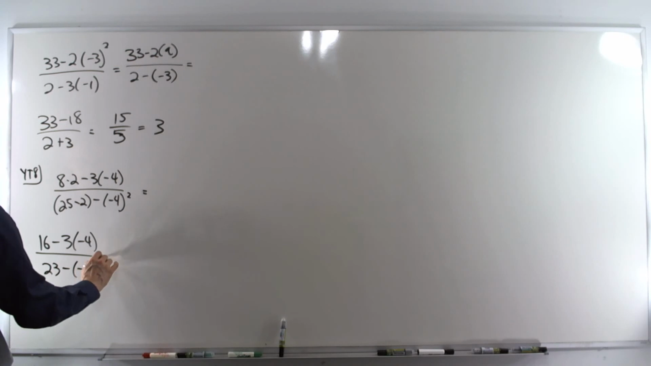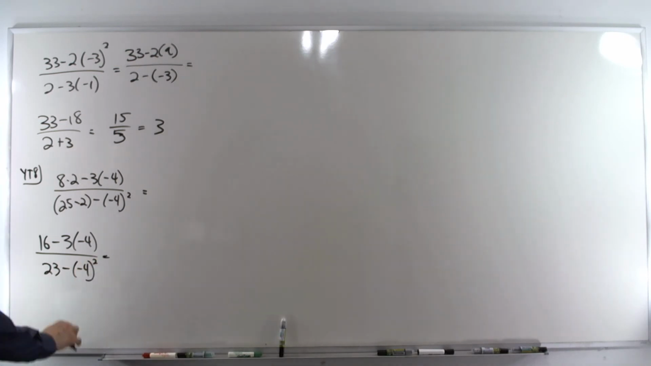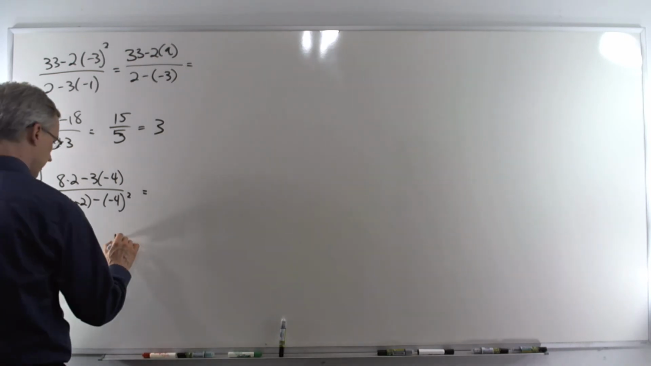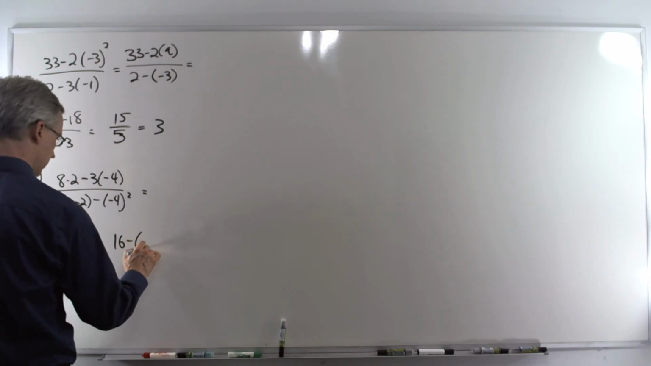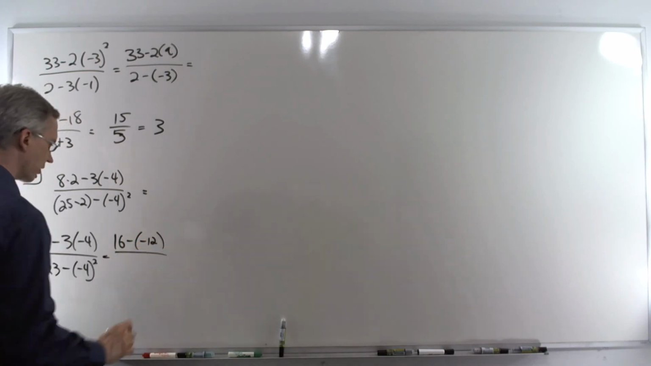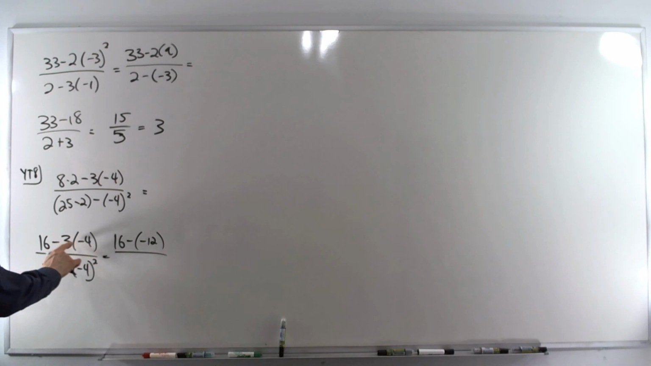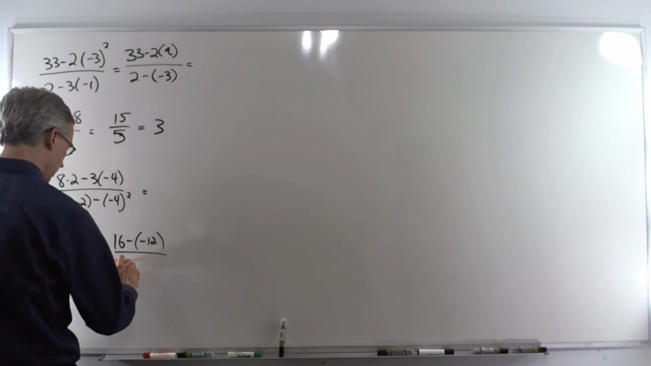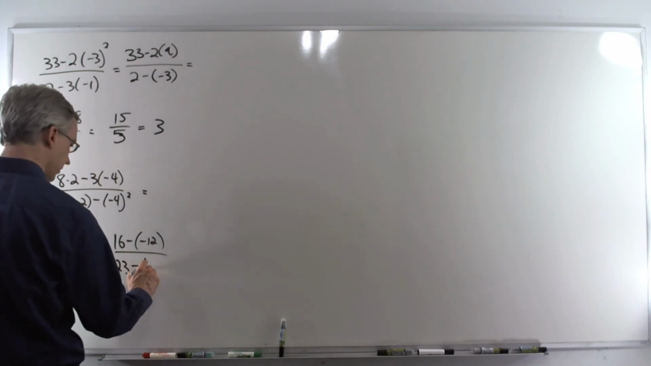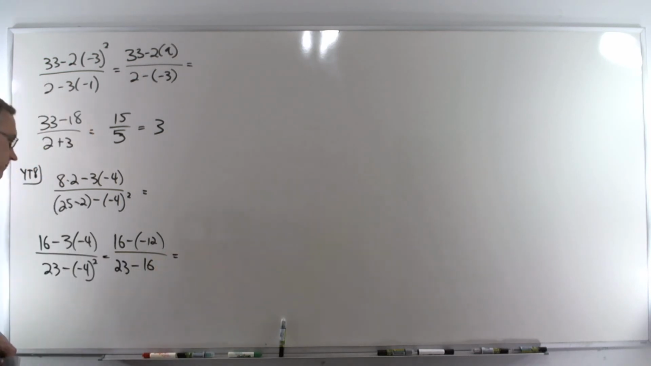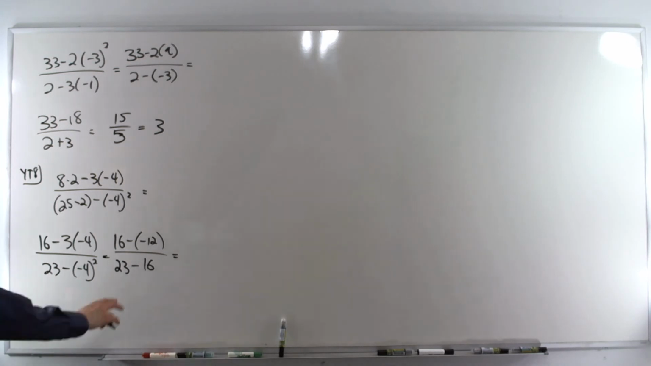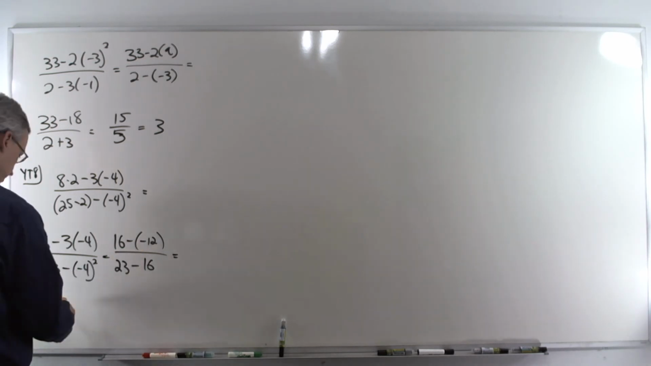minus negative 4 squared. All right, now we can do this multiplication. So now we got 16 minus negative 12 on top. Make sure to keep that negative sign, and then this becomes a negative number, so put it in parentheses. Now down here we got 23 minus negative 4 squared is 16. All right, this is addition, so 16 plus 12 is 28.